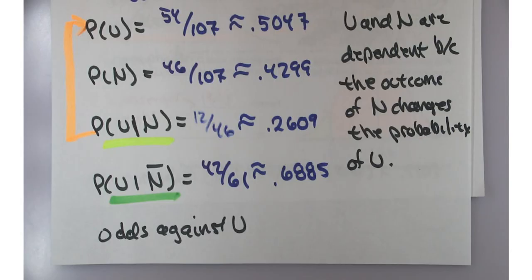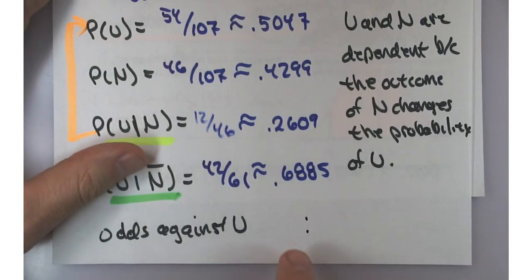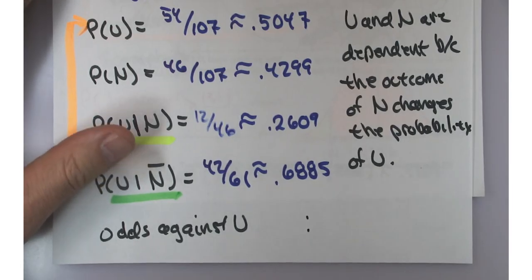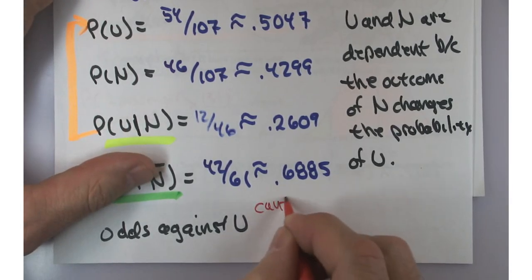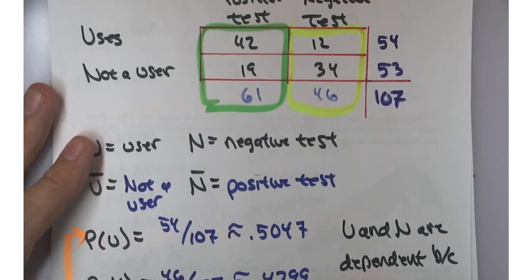Let's do one more thing here. The odds against you. What are the odds against somebody being a user here? Well, odds against mean the number of ways that it can't happen versus the number of ways that it can happen. So let's write that down. Can't versus can. And let's look back at our table.